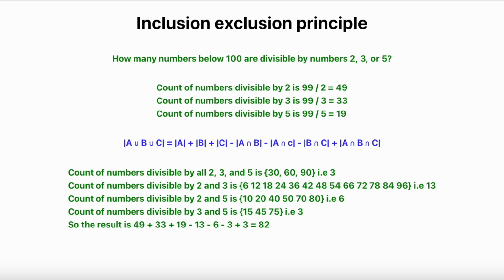Count of numbers divisible by all three numbers 2, 3 and 5 is 3. Count of numbers divisible by 2 and 3 is 13. Count of numbers divisible by 2 and 5 is 6. Count of numbers divisible by 3 and 5 is 3. So the result is 82.